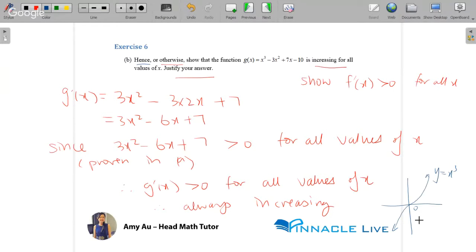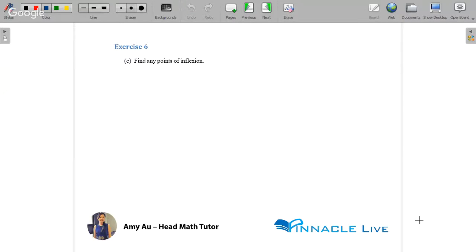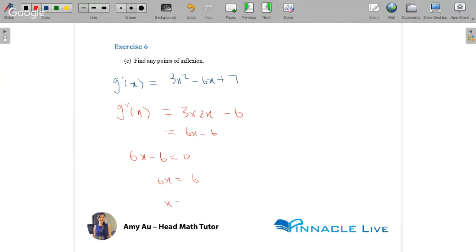All right, so moving along. Find any points of inflection. So let's take the derivative, which we've got. What was it? It was 3x² − 6x + 7. Differentiate that again. All right, so 6x − 6. How do we find inflection? You solve that to 0. So x is equal to 1. Don't forget to test.